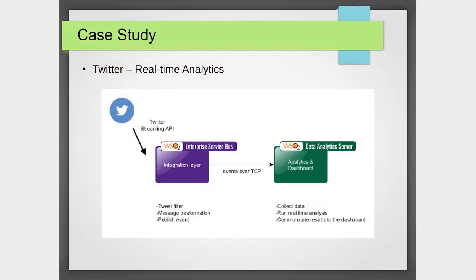Going through the details of this case study, we're going to use Twitter as a data provider. Basically, the ESB connects to Twitter through the streaming API. The ESB is responsible for downloading a stream of tweets, filtering by the information we require, and publishing some events over TCP to the Data Analytics Server. On the Data Analytics Server side, those events are collected, and we run some real-time analysis in order to spot some insights, some stats, basically. And those stats are then communicated to the internal dashboard of the analytics server.